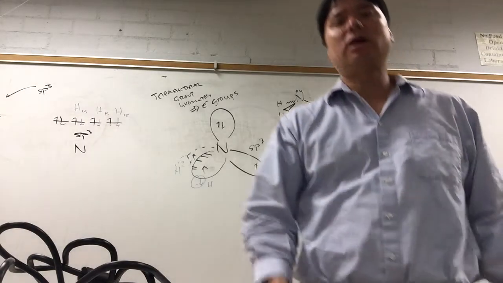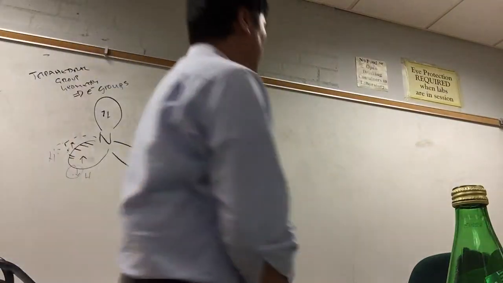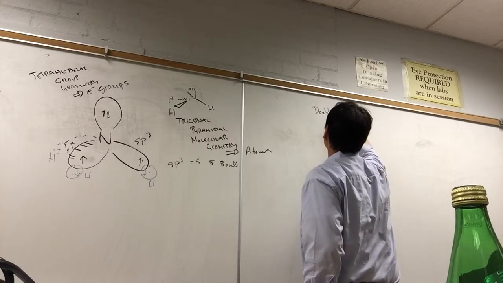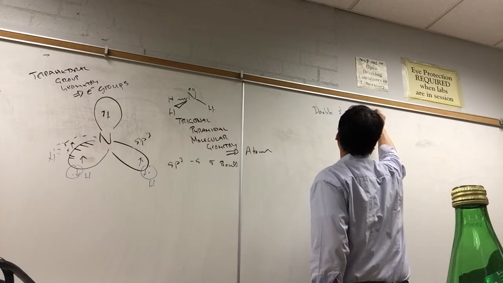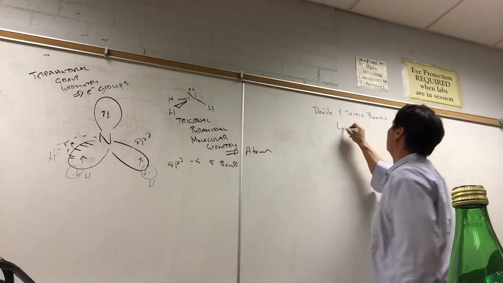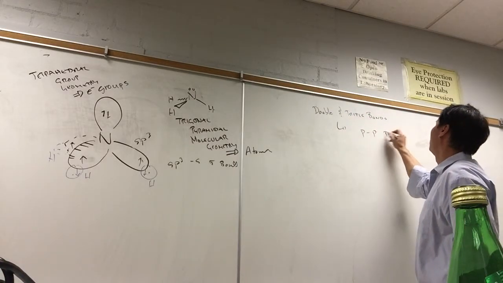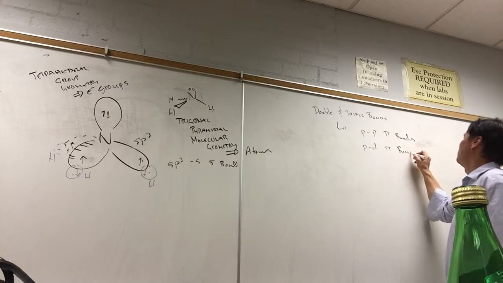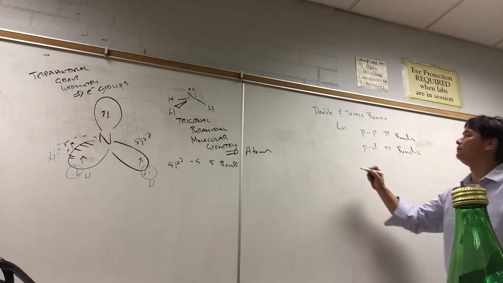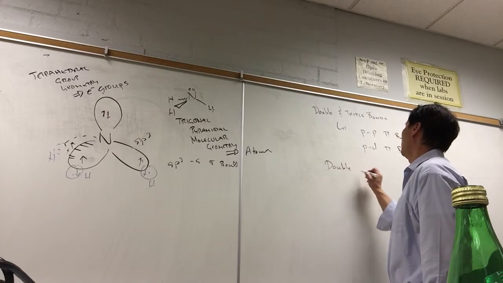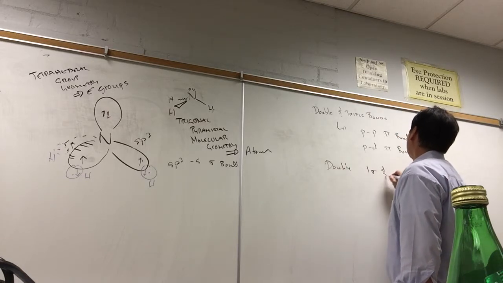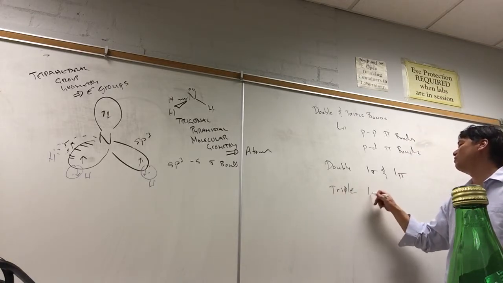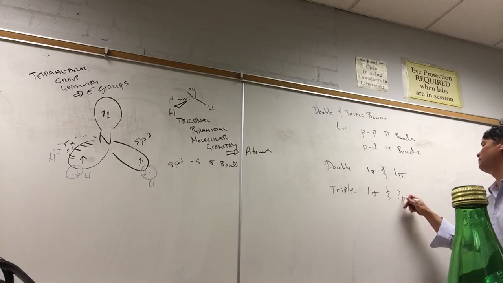Okay, the next thing I need to talk about, and this is for the next structure, are double bonds. When we have double bonds and triple bonds, then we have to consider the pp pi bonds and something called a pd pi bond. And so double bonds consist of 1 sigma and 1 pi, always. A triple bond consists of 1 sigma and 2 pi bonds.